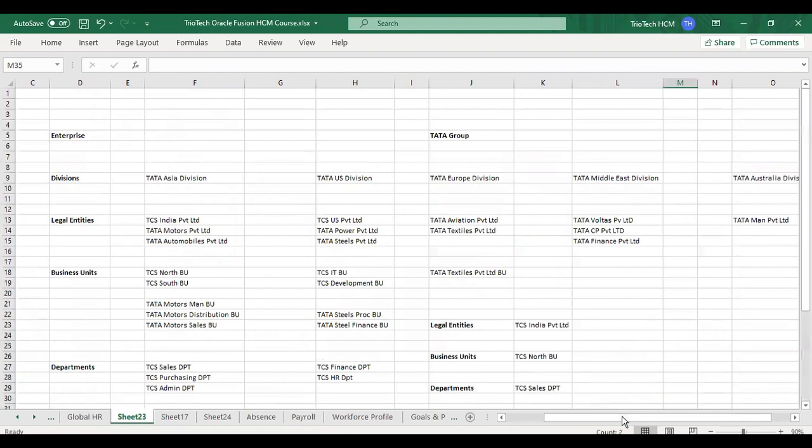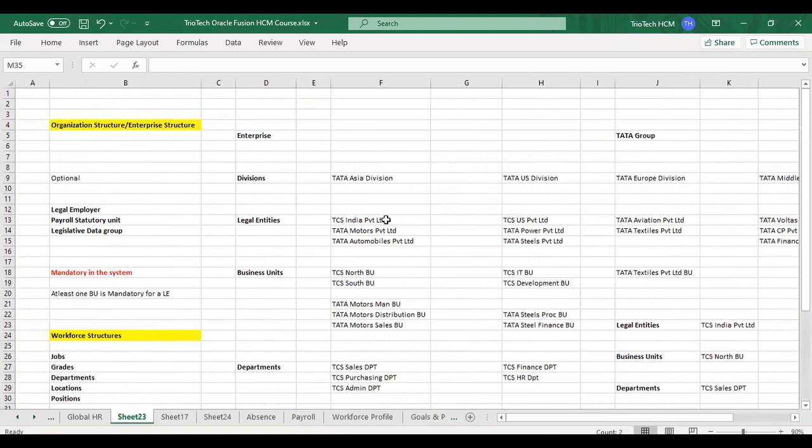Now, how will the system understand that employees who are working in these countries should be provisioned with that country's respective legislative norms, and people working in US based companies should be given the US based legislative norms? How, team? That is a concept called LDG, Legislative Data Group.